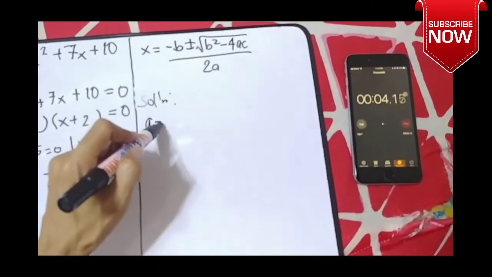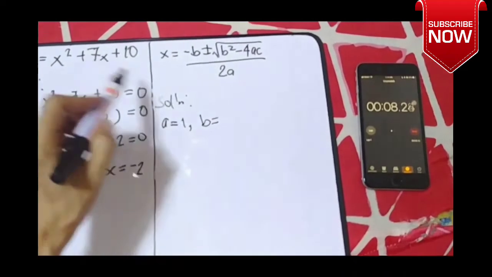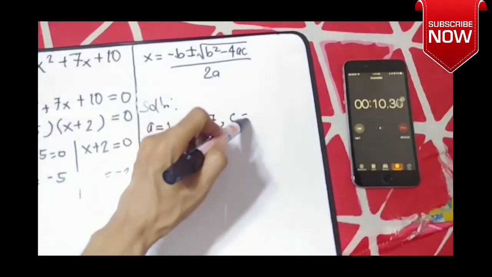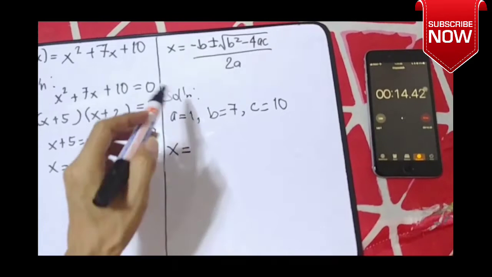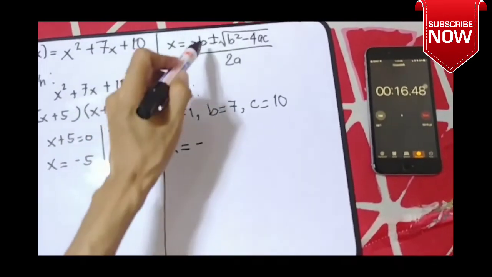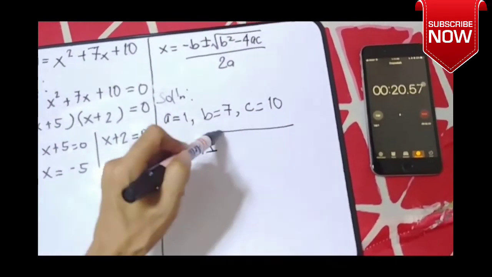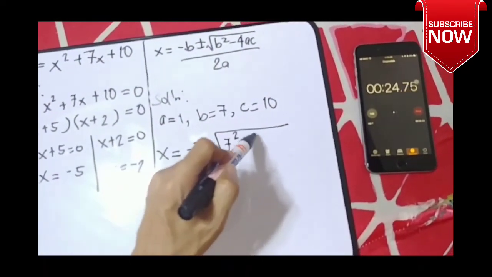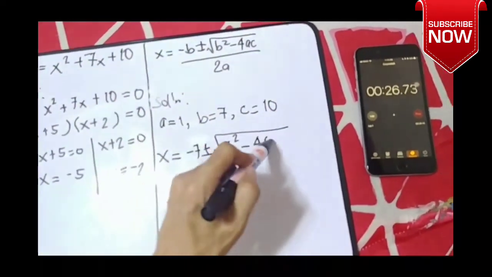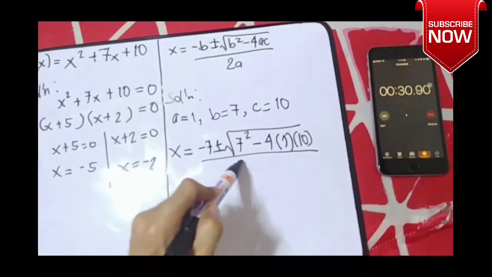So, let's start. So, solution. First, we need to identify the value of A. A is 1. B is positive 7. And C is positive 10. So, by direct substitution to the formula, negative B, that is negative 7, positive negative square root of B squared, that is 7 squared, minus 4 times A, that is 1, C is positive 10. All over 2A.